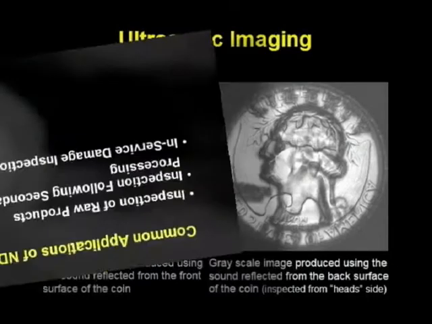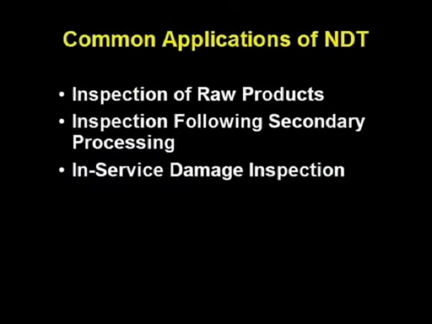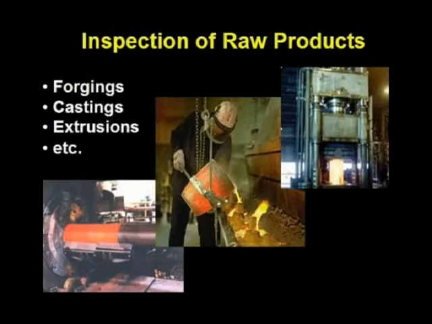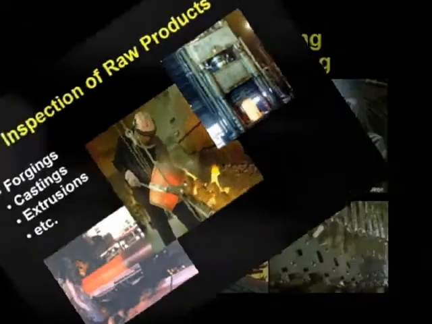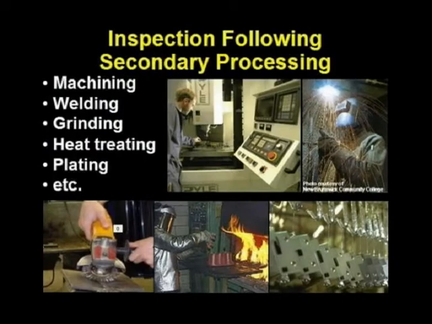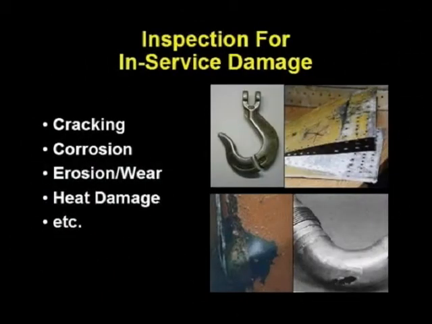Let's review now some of the common applications for NDT. Many raw products, such as forgings and castings, are inspected by NDT methods. NDT is often applied following secondary processing. Monitoring heat treatment is especially important, as this process changes the material properties, and variations in the heat treatment process often happen. There are many things that can happen to a part in service.